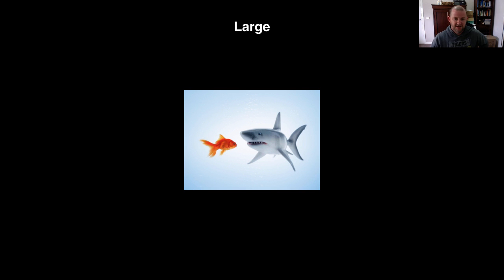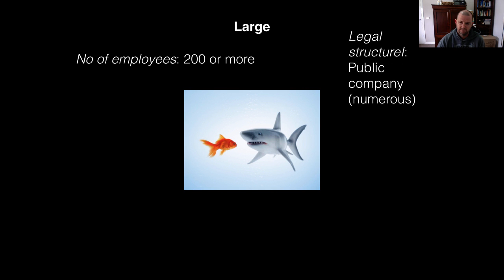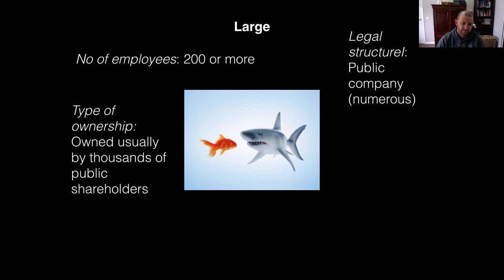Now we're on to large size businesses. So the number of employees is 200 or more. The legal structure is generally a public company. So that means that it generally has thousands of different owners. In fact, you could just become an owner by getting onto the internet and buying shares in that company. So again, the type of ownership is by a shareholder.